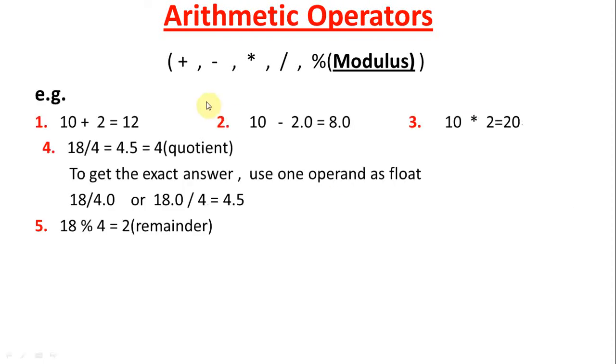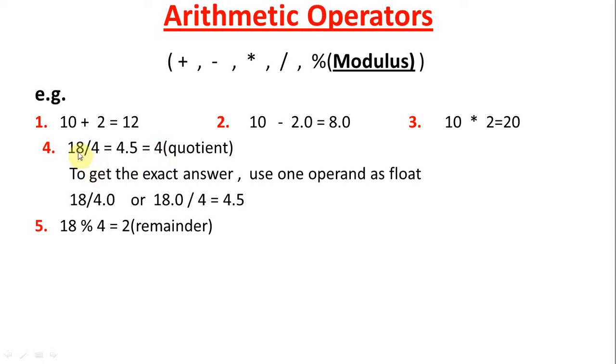Like I told you, arithmetic operators are basically used for arithmetic calculations. These are very simple examples. 10 plus 2 is equal to 12. Plus is an operator. 10 minus 2 is 8. Similarly, 10 multiplied by 2 is equal to 20. Now, in this example, I am going to write 18 divided by 4. The result should be 4.5, but the actual result that will be shown is 4.